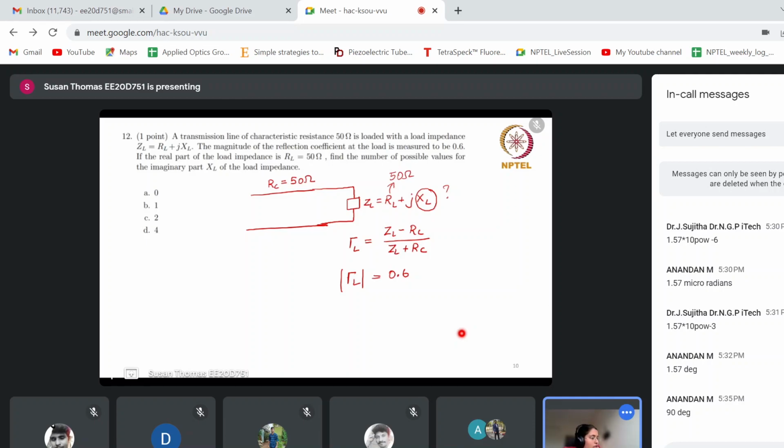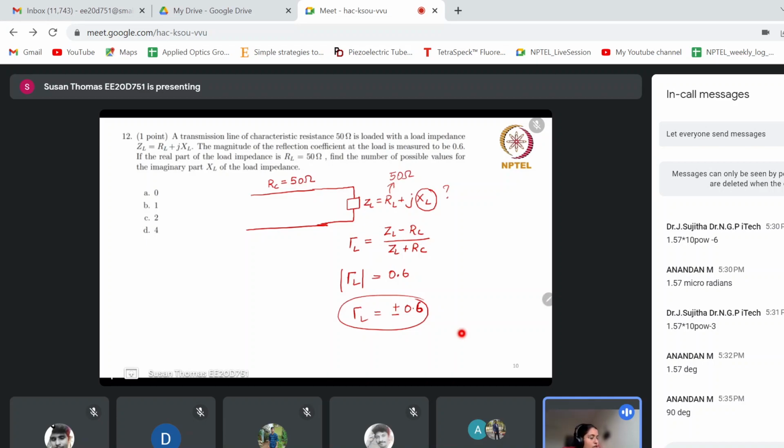So when I say the modulus or magnitude of the reflection coefficient is 0.6, this gamma L could be plus 0.6 or it could be minus 0.6. So here lies the clue. Gamma L could be plus 0.6, that is with phase 0, or it could be minus 0.6, that means it is with the phase of 180 degrees. So that is indicating the phase of the reflection coefficient.